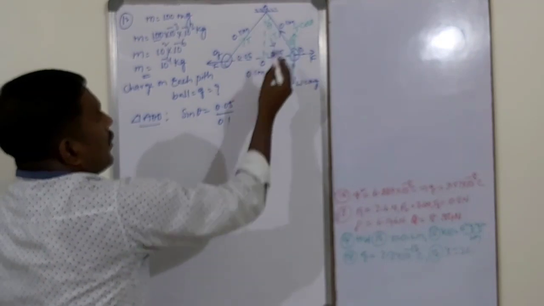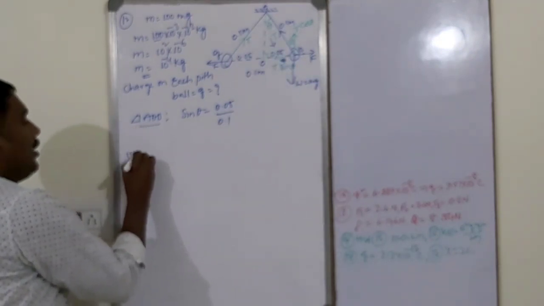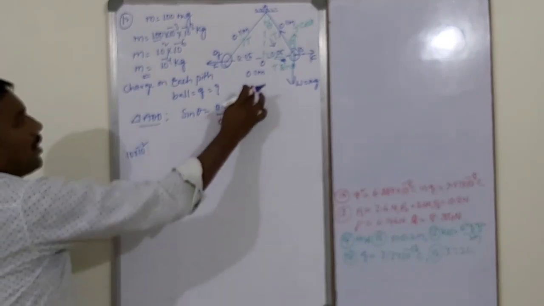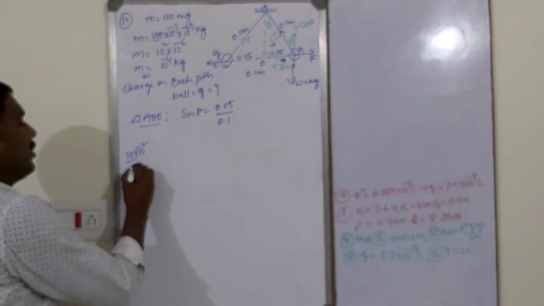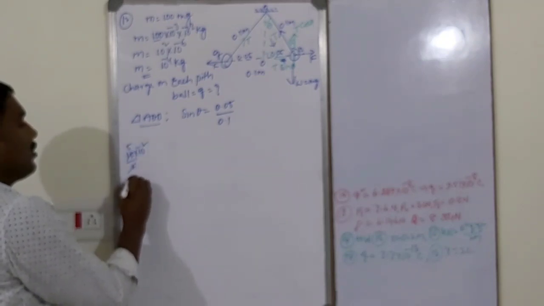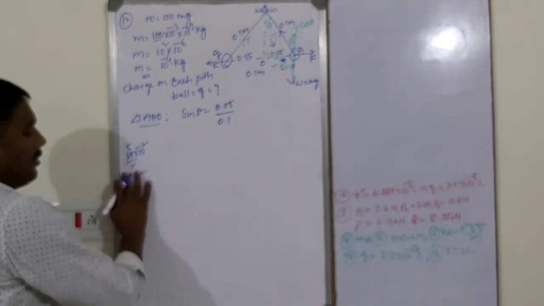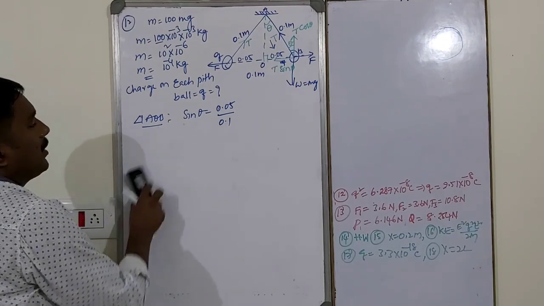Opposite side, 0.1 by half, that is 10 into 10 power minus 2 divided by 2. The 0.1 is nothing but 1 into 10 power minus 1. 10 into 10 power minus 2 actually. So divided by 2 means 5, that is 0.05. This is the correct one.